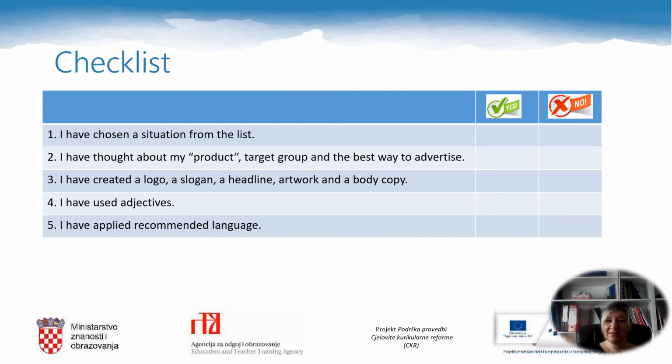And here is a checklist to help and guide you. I'd like you to go through these statements and check if you have done all the things listed in the chart. Have you chosen a situation from the previous list? Have you thought about your product, target group, and the best way to advertise? Have you created a logo, slogan, a headline, artwork, and a body copy? Have you used adjectives and applied recommended language? And please don't forget to have fun.